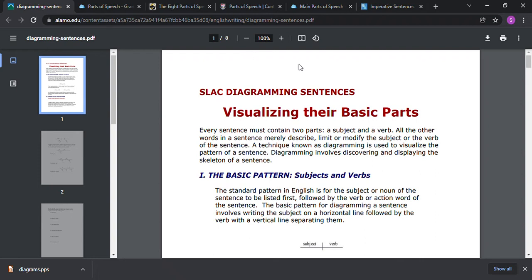Today we're going to talk about diagramming sentences and parts of speech. Homeschoolers, when they're teaching, some people have one way of teaching and other people have another way of teaching, and it depends on the student.